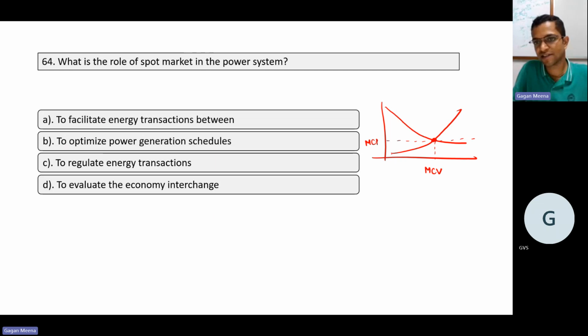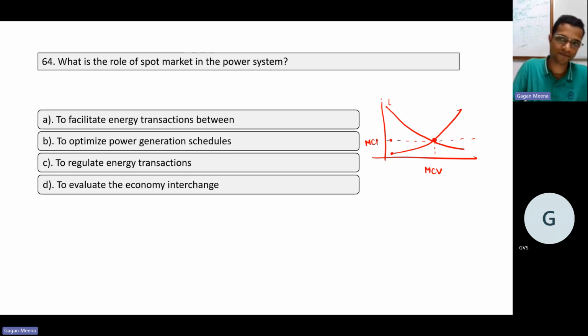So what will happen? This generator, which is cheapest, will also receive this price. So this generator will be most profitable, right? And similarly, the demand, this maybe distribution company was willing to pay such a high price, but it has to pay only this much. This discom is also benefited in that sense. The discom was willing to pay more, but now it has to pay less.